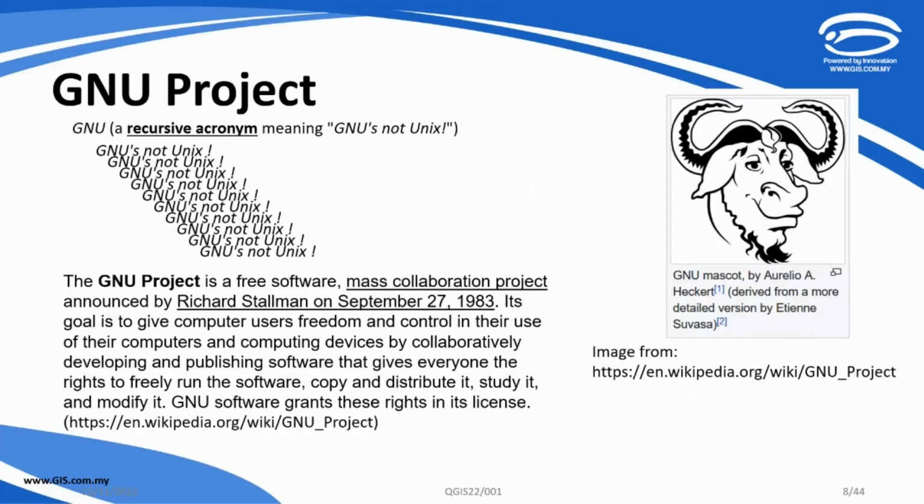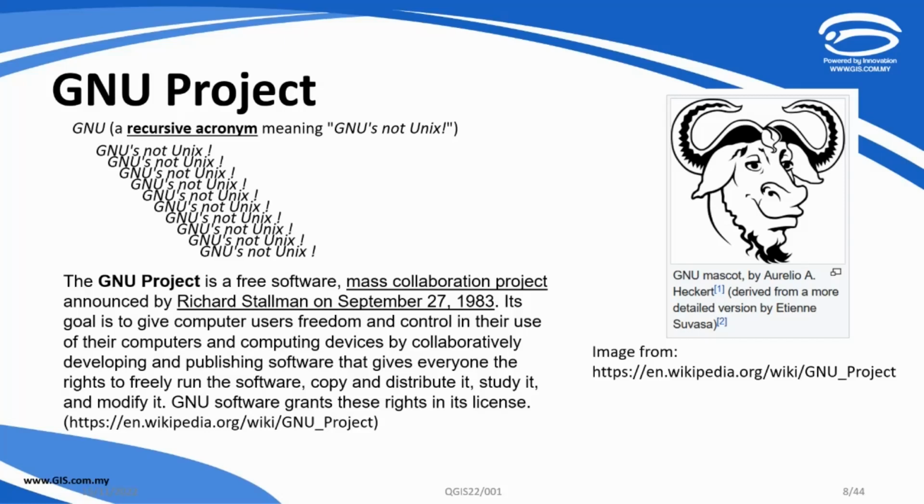So what is GNU? GNU is a recursive acronym, meaning that the G stands for GNU itself, and the U is for Unix. So GNU means GNU's Not Unix. We call that a recursive acronym. The GNU project is a free software mass collaboration project, announced by RMS on September 27, 1983.